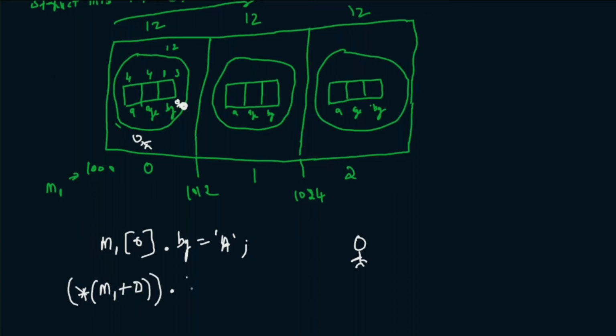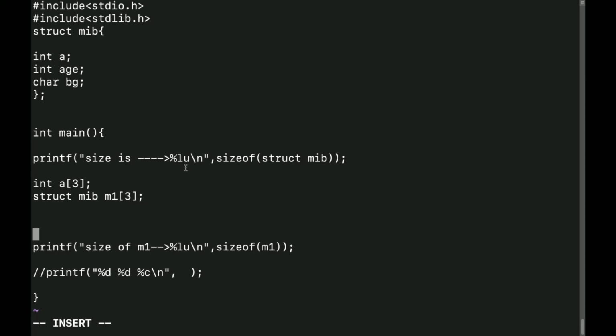I'll say bg, this one. Bg is equal to what? I'll say a. Either you can use it this way, or you can use it this way. Nothing to worry about. Instead of indexing, I have used the pointers. I'll make it a generalized logic here.